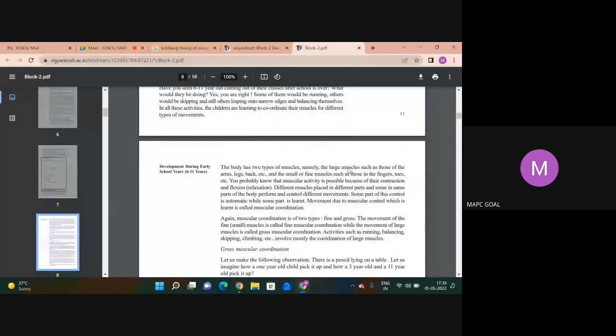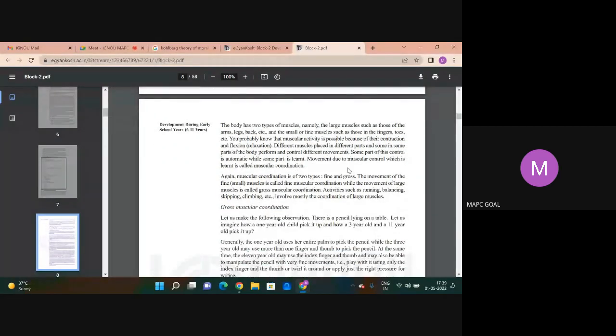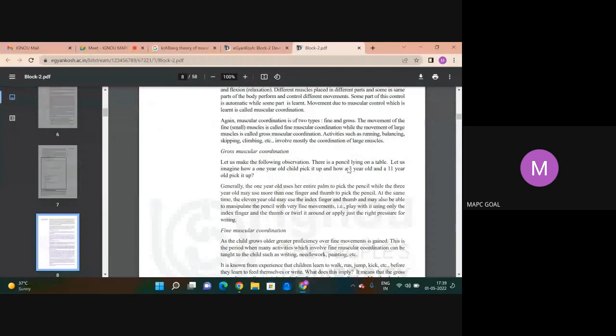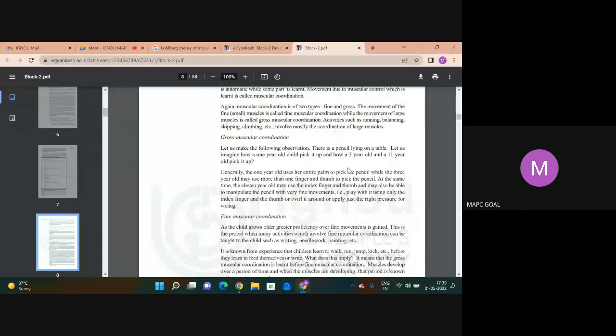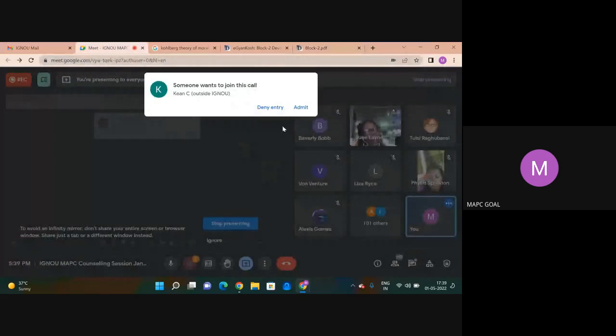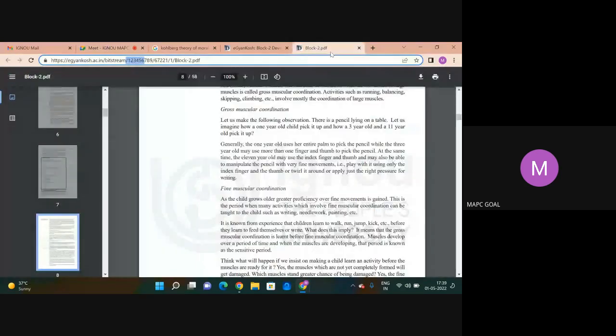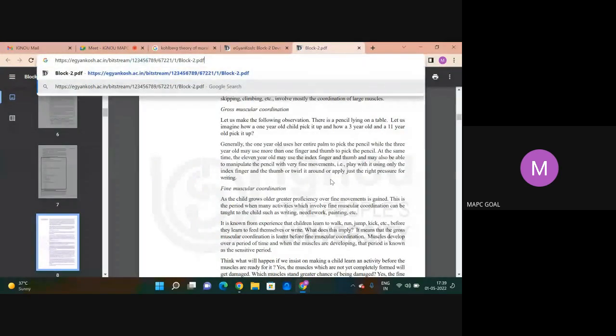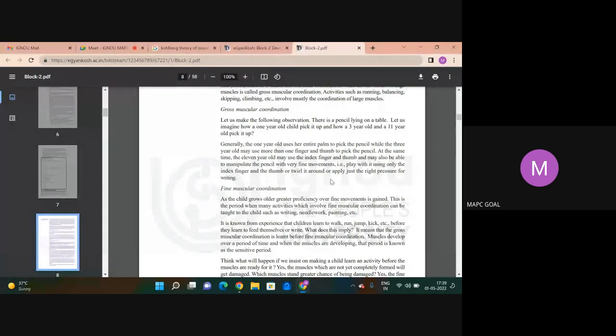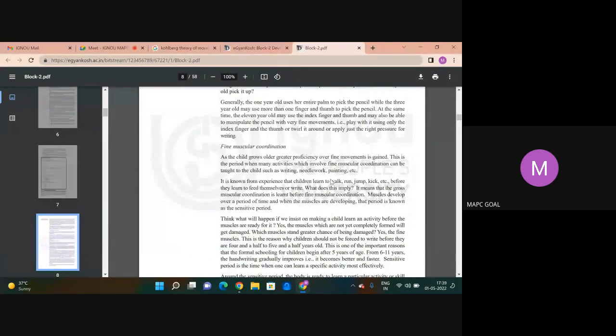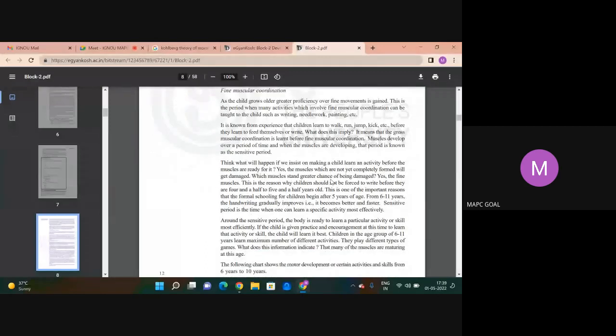And motor development, there is gross motor coordination. When they hold a pencil, are they able to hold it properly? Are they using their entire palm to hold a pencil when they are 3 years old and go to preschool? Those are the gross motor skills they have to look after. Then next is fine muscular coordination. It could be when they're writing something from the blackboard in the notebook, how are they able to do it or not? Then are they able to walk, run, jump, kick properly? All this should be developed between the age of 6 to 11 years.